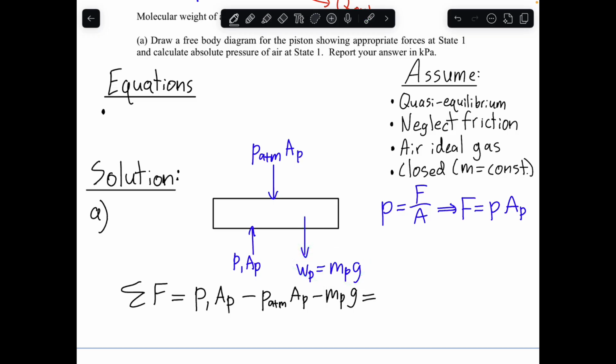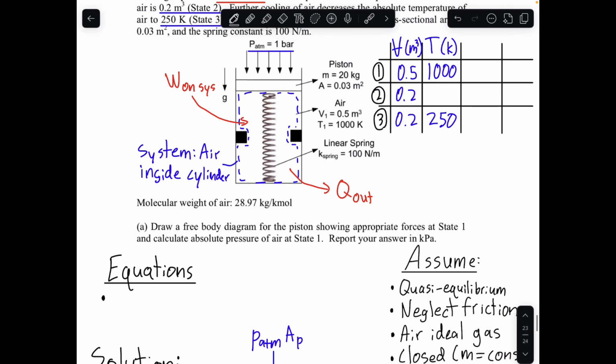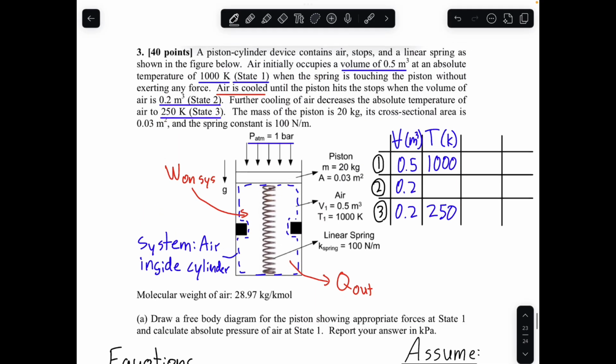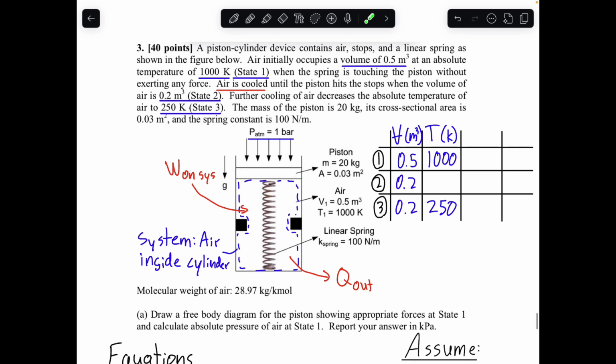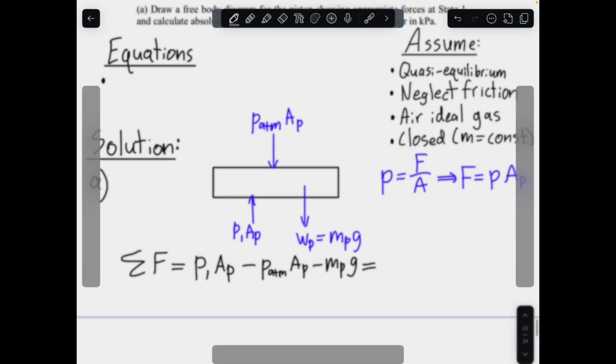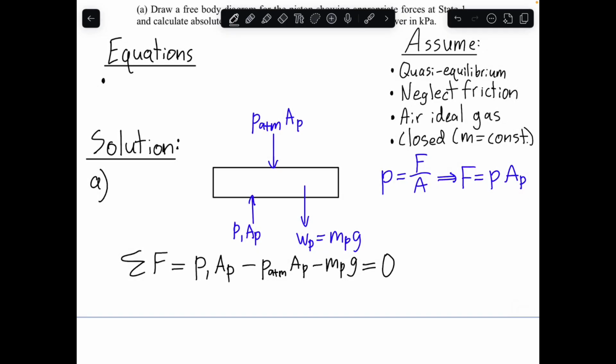So what should we set these equal to? Well, we need to understand that at state 1, this is before the piston has begun moving yet. It's in an equilibrium state before it has begun its motion downwards. And so we're just going to set this equal to 0, because we're assuming that it's not accelerating yet. It's just still in state 1 before the process of the movement starts. So we are going to set this equal to 0.